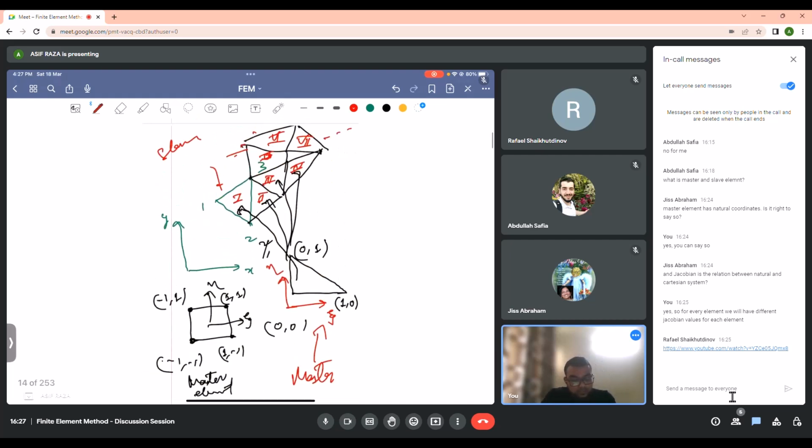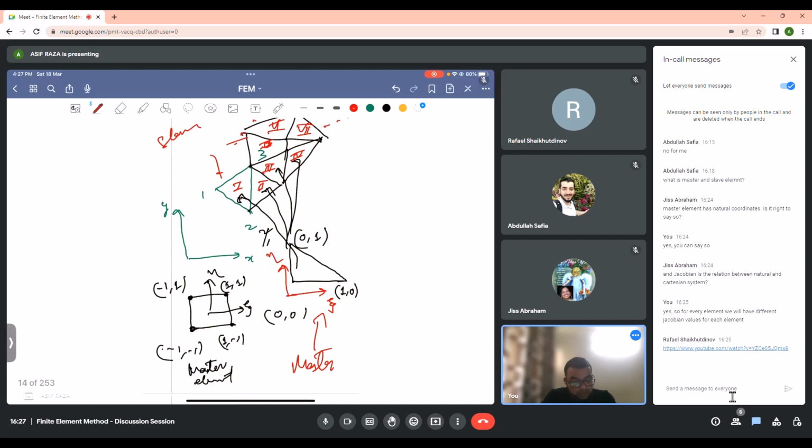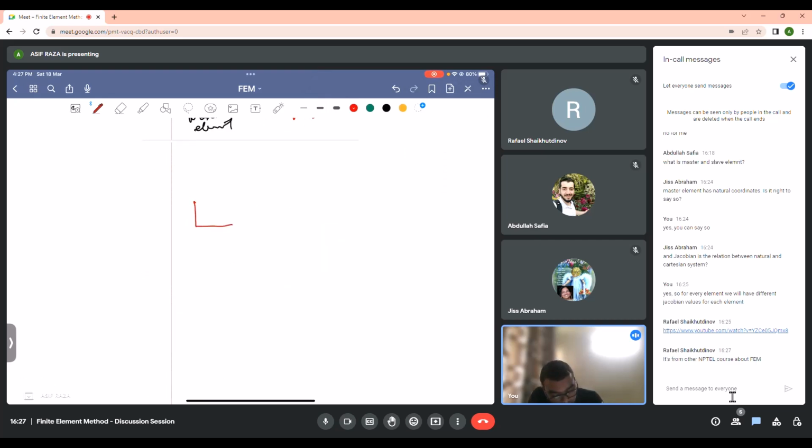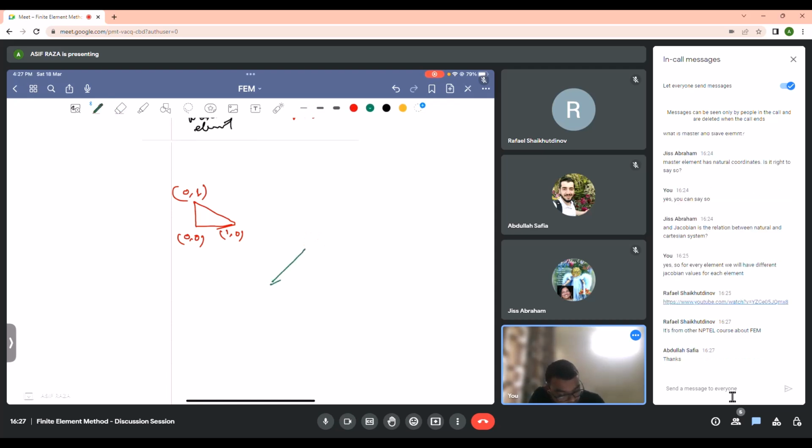So if I may say, this master element mapped to element one, element two, element three, element four successively will have different Jacobian values. What I mean to say is what Raphael was also saying: the master element has this kind of (0,0), (1,0), (0,1), and different elements have different areas.